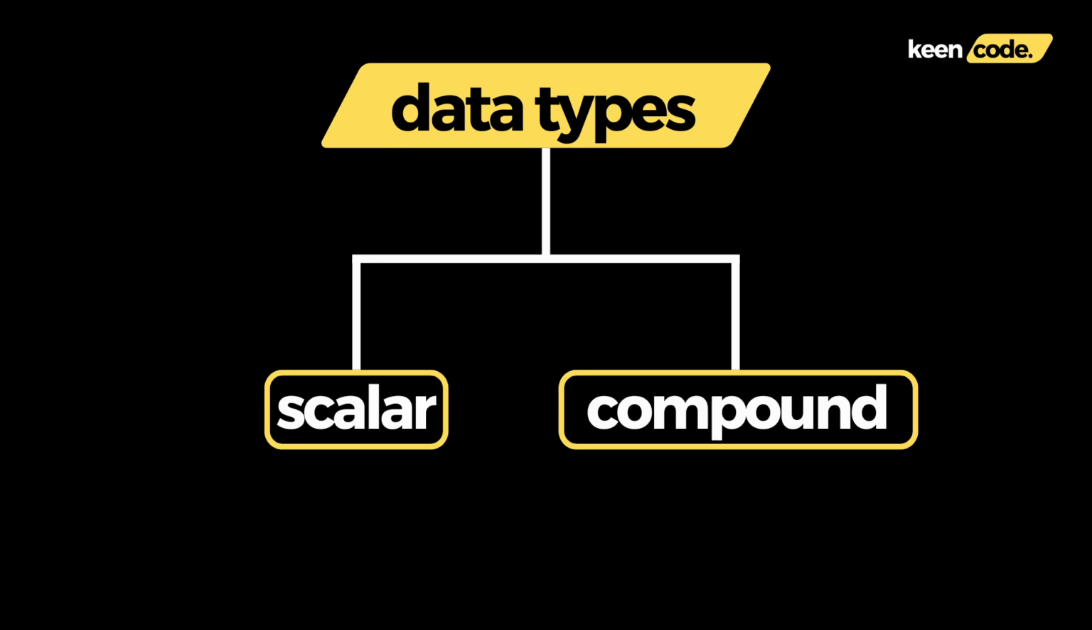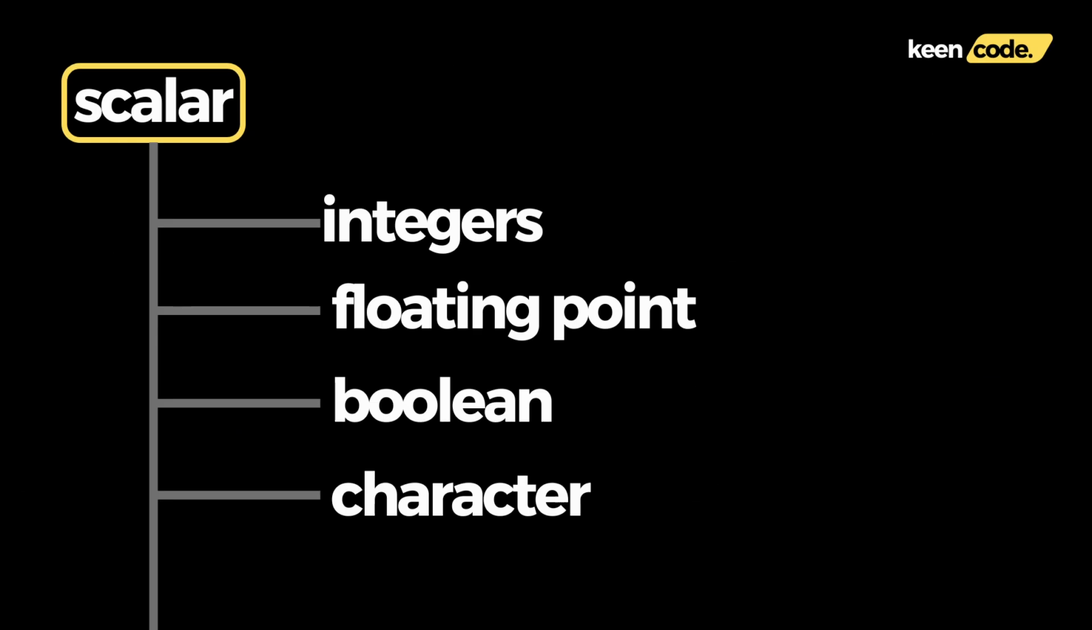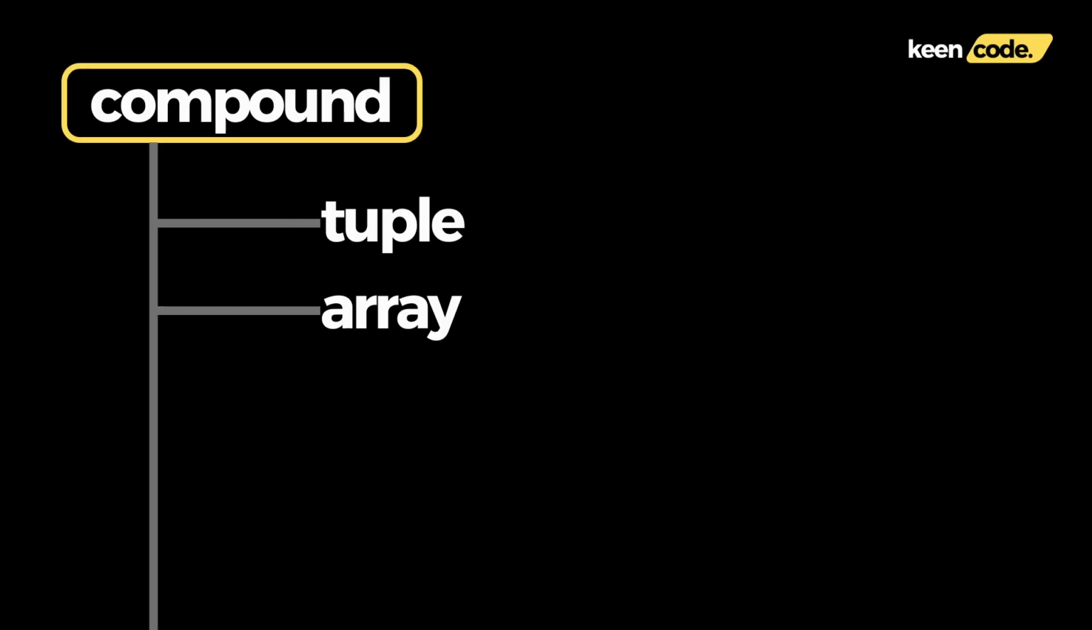Compound data types can group multiple values into one type, such as arrays and vectors. And the values of compound data types are stored in heap memory because the size of these data types is not predefined and it can vary at runtime. Furthermore, Rust has four primary scalar types: integers, floating point, booleans, and characters. And the compound data types have only two primitive types, tuples and arrays.